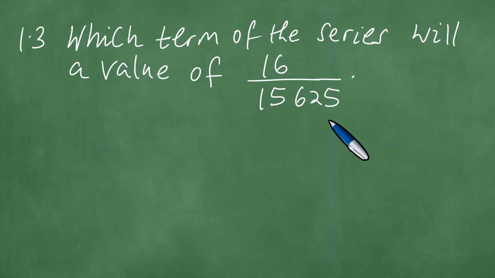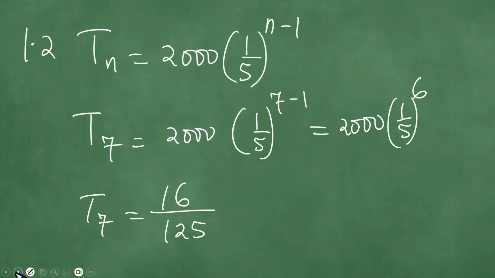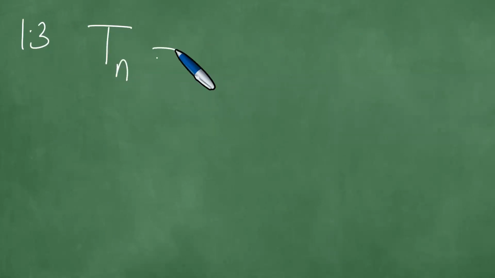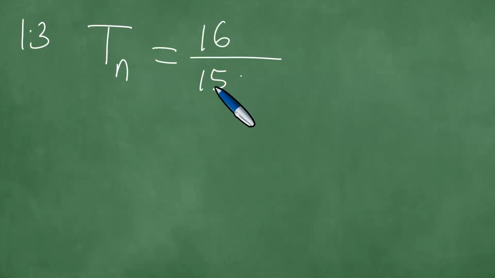Okay. So they're saying which term of the series will have a value of this. They're saying this one is a term. Which term will have the value of this? There is a term that is equal to this. So which means that in 1.3, there is a term, but we don't know the term, but it is exactly 16 out of 15,625. We don't know what term it is, but the term is equal to this.